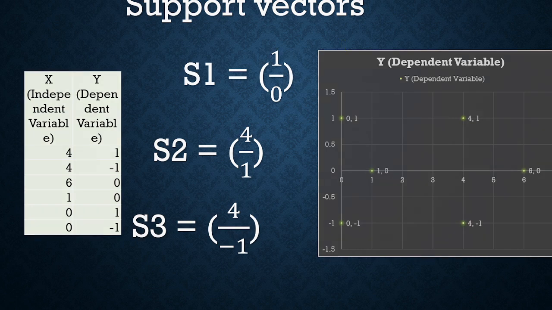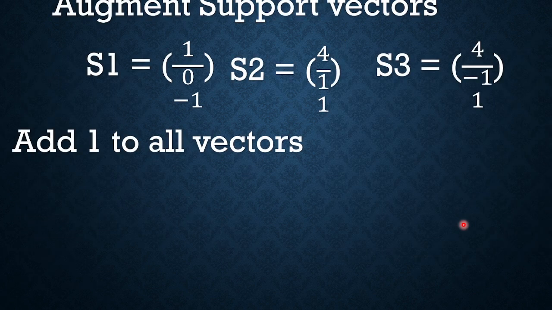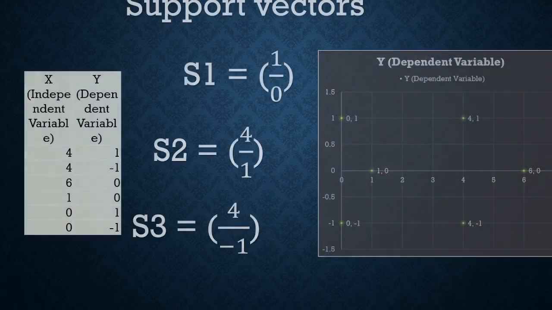So the next step is to add 1 to each of the support vectors. So you can see S1, S2, S3: (1, 0), (4, 1), (4, -1) are there. Below, we have added one more bias term: -1, 1, 1. So one support vector is having -1. The other two belong to +1, +1. Why? Because (4, 1) and (4, -1) belong to the positive category and (1, 0) belongs to the negative.